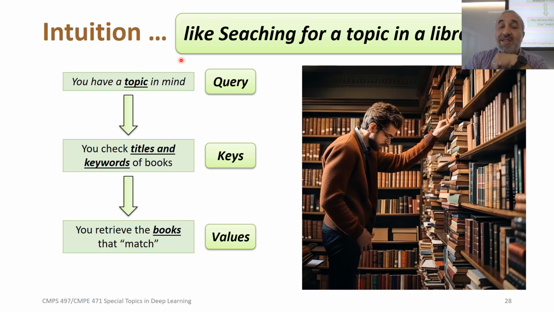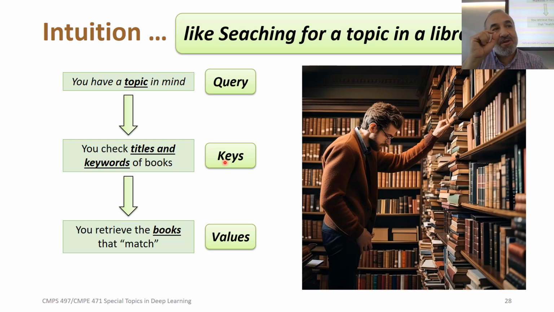So we compare the query with all the keys. We compare the topic with all the books. Not all the books entirely, but with the main information of the books, which are in this case the titles and the keywords. Once we find that there is a match, then we retrieve the book itself, which are the values.